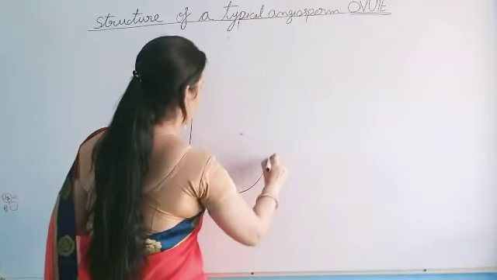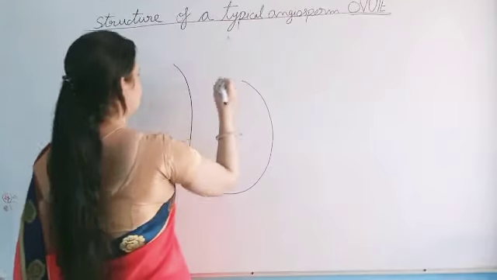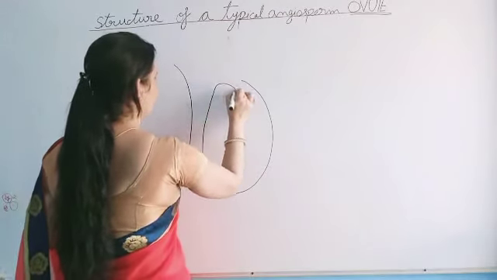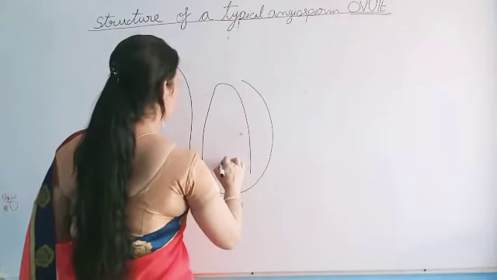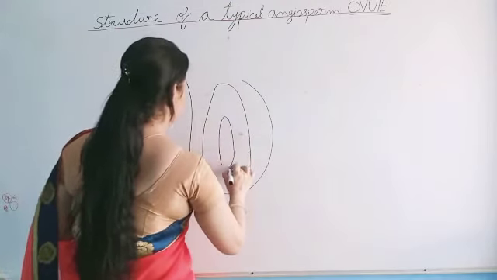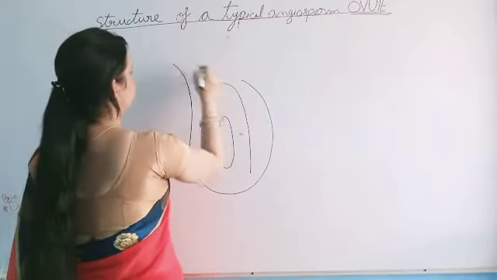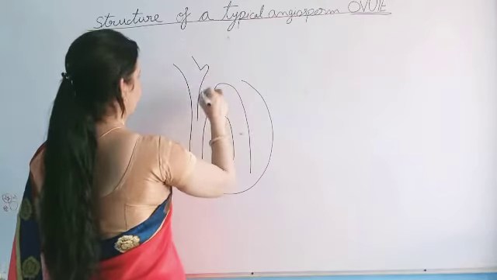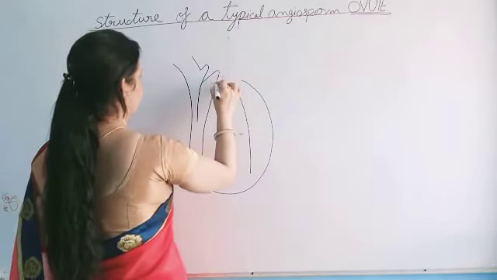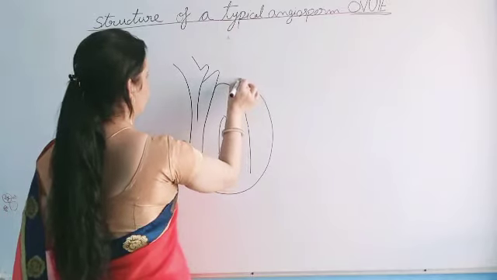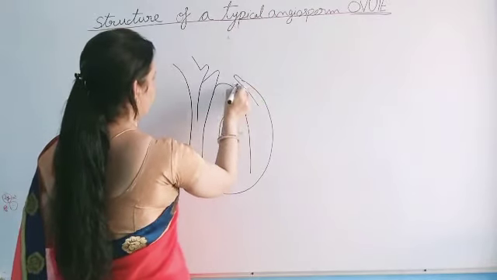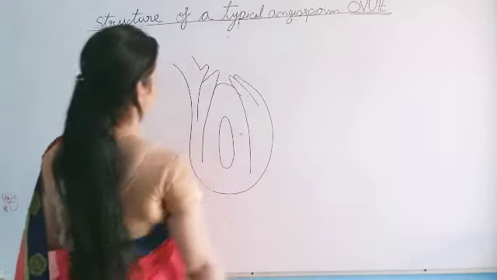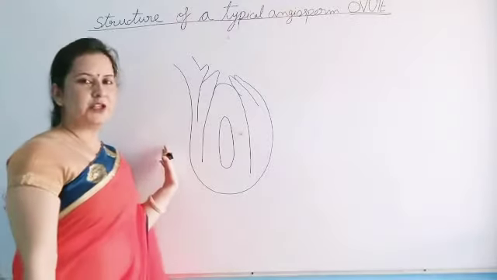I am making here the diagram of ovule. You can see how you can make the diagram of ovule in a simple way. On the mid side you will make the embryo sac shape. This is the structure of ovule.